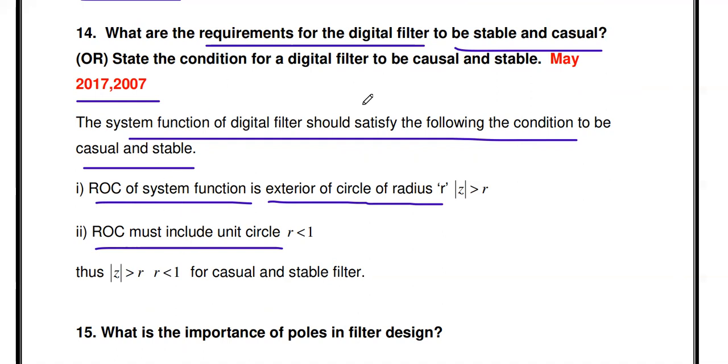So for both stable and causal: for a causal system, modulus of Z should be greater than R. Then if it is a stable system, the R value should be less than 1. Combined, we can write modulus of Z greater than R, with R less than 1. This is the condition for the digital filter to be stable and causal.